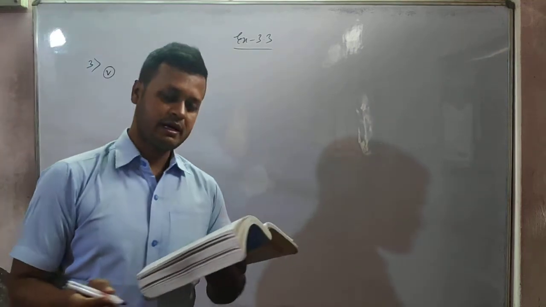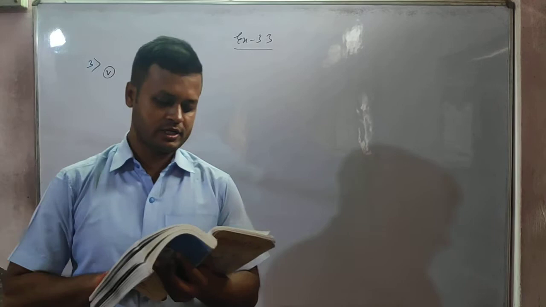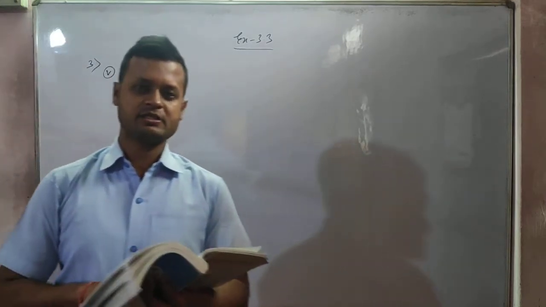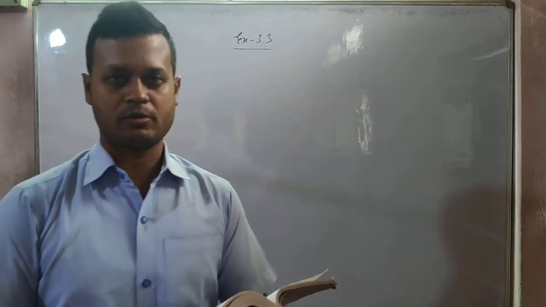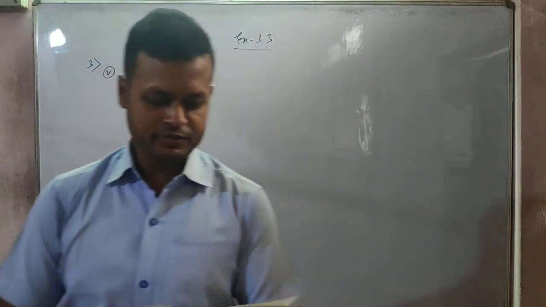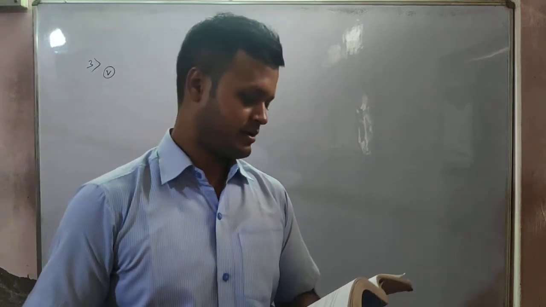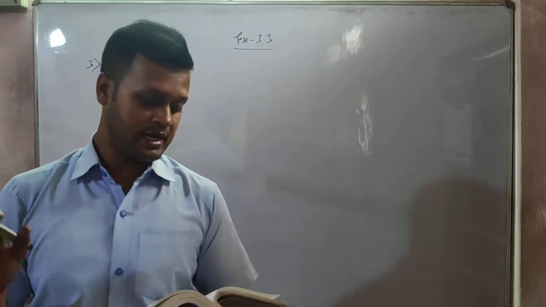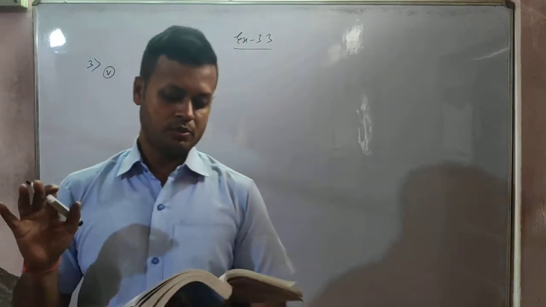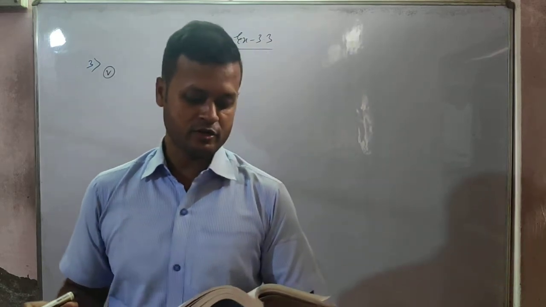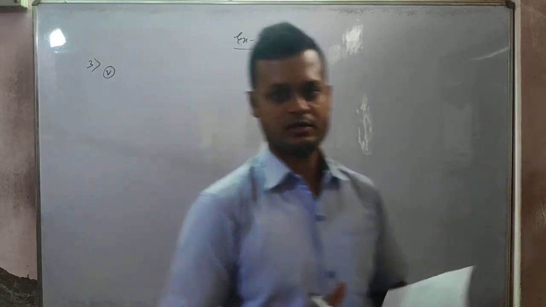A fraction becomes 9 by 11 if 2 is added to both the numerator and the denominator. If 3 is added to both the numerator and the denominator, it becomes 5 by 6. These kinds of questions are quite common in your board exams. So you have to find the fraction.